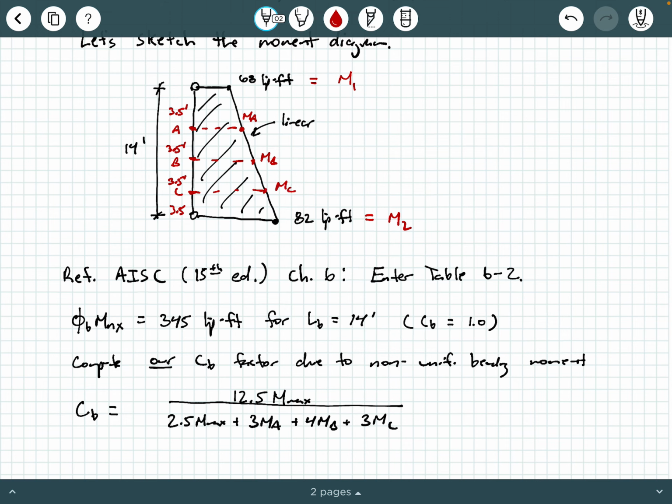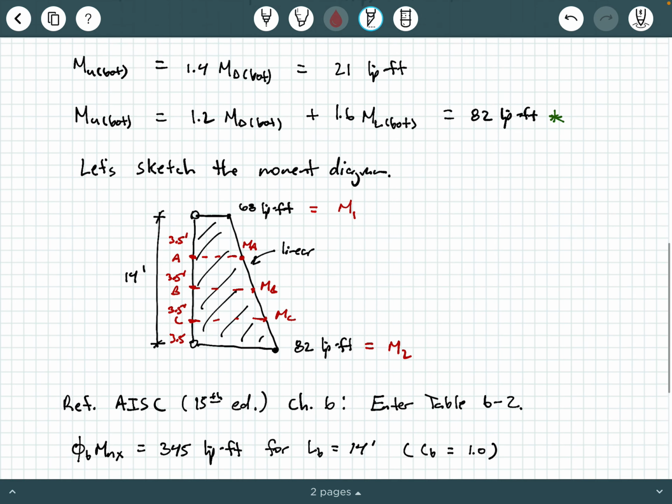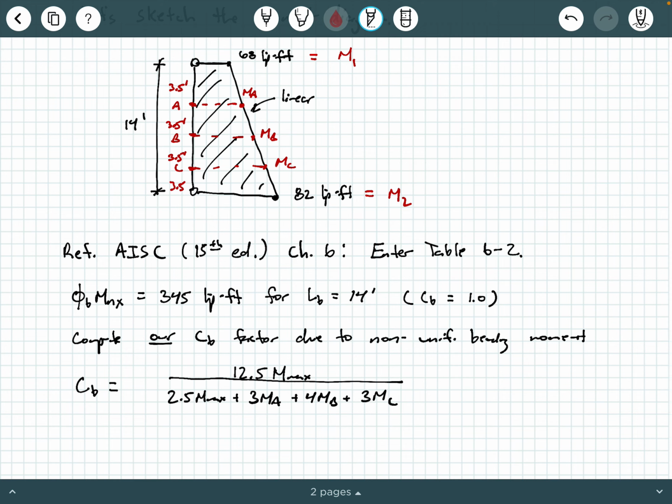Now you can find the slope of this line or use some form of linear interpolation. But just make your life easier. This is linear, right? And these points A, B, and C are quarter points. So you can easily just take a couple of averages and you'll be in good shape. So watch this. I'm going to say MB is the average of M1 and M2. Now, I'm only able to do this because this is linear here. If this was a nonlinear moment diagram, I couldn't just do that. But this is linear, so I can use regular arithmetic averages.